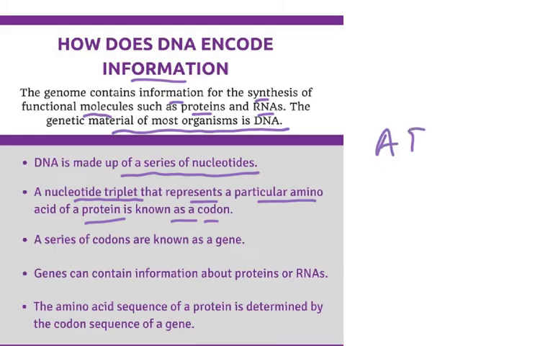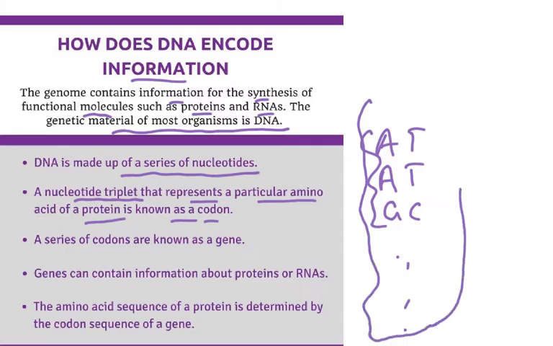So we have A, T, A, T, G, C. Now this codes for one amino acid. This is called a codon. A series of codons is known as a gene. So a whole lot of these down here, a whole series of them will make a gene. Genes contain information about proteins or RNAs.